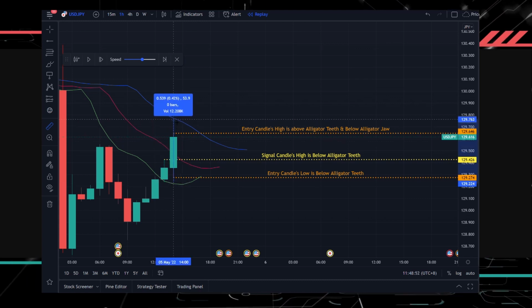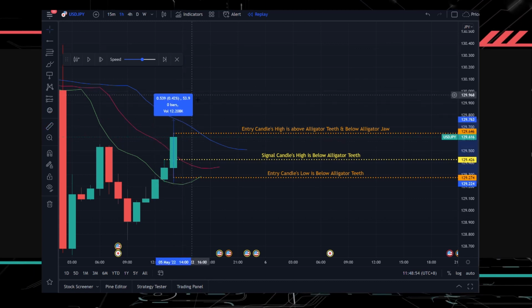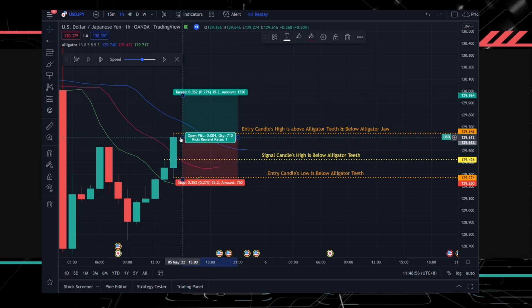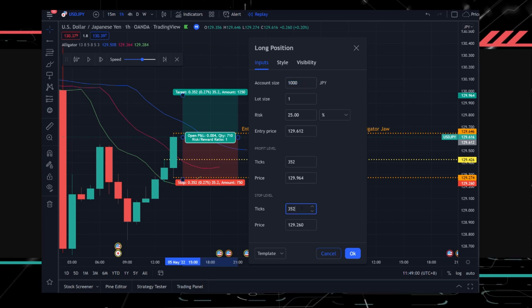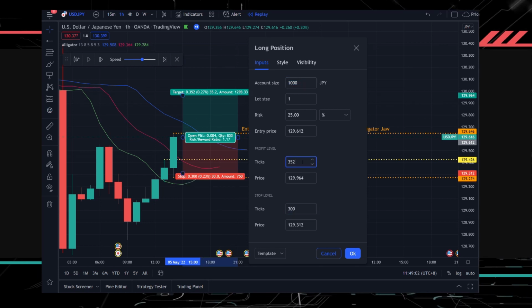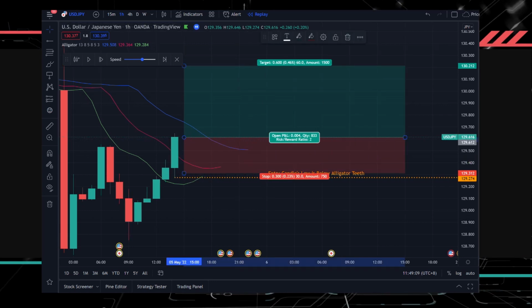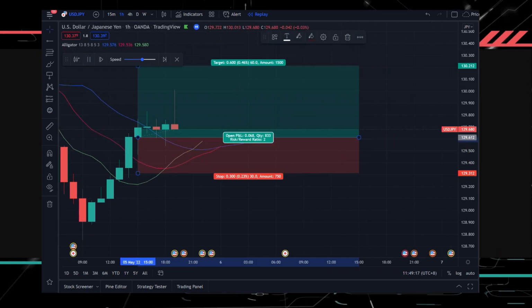Fifth, the gap between jaw and lips is above 30 pips gap. Lastly, the entry candle is indeed green. Once we have identified the entry, we set the stop loss at 30 pips and using a risk to reward ratio of 2, we place our take profit at 60. After trading for a while, the trade turns out to be a winner.